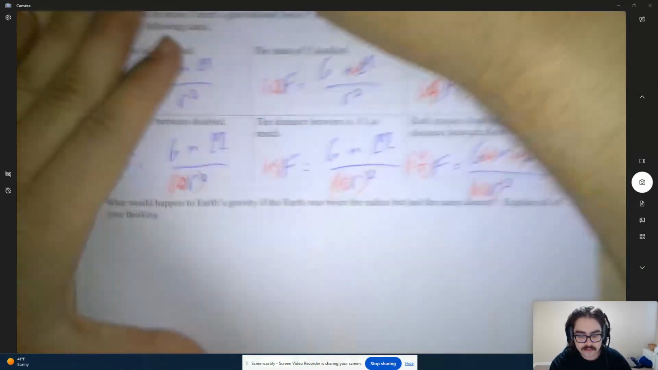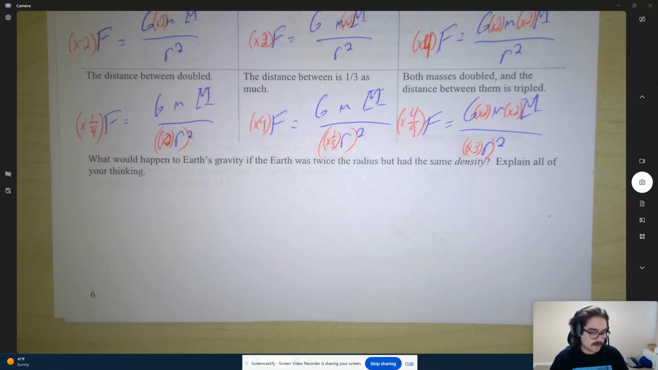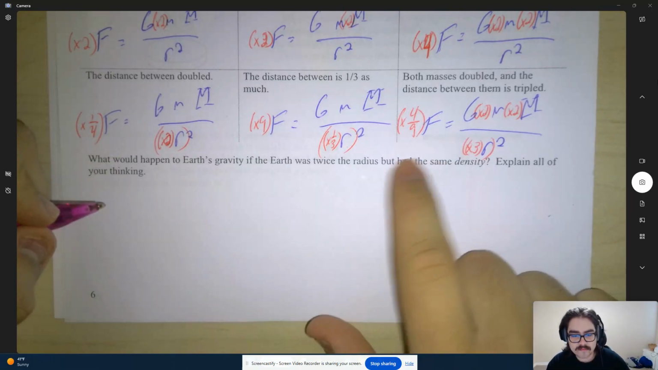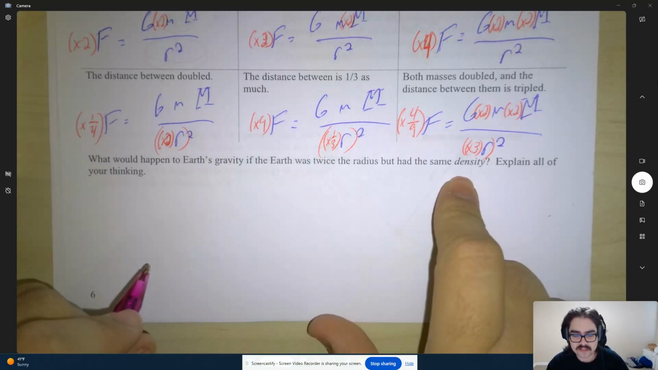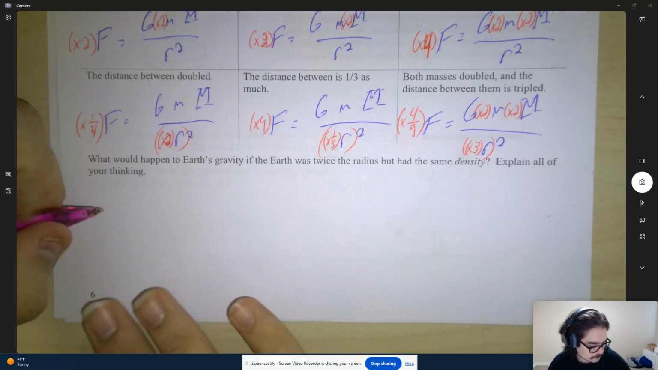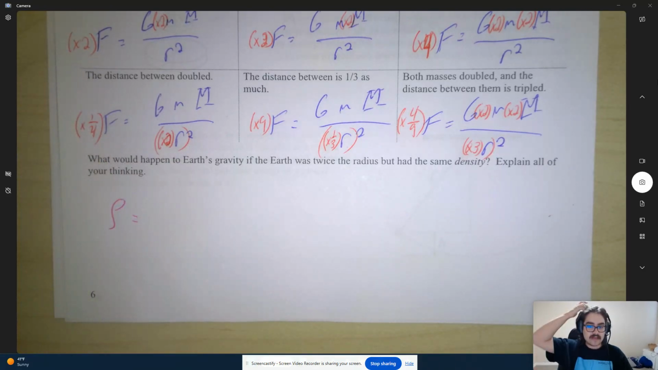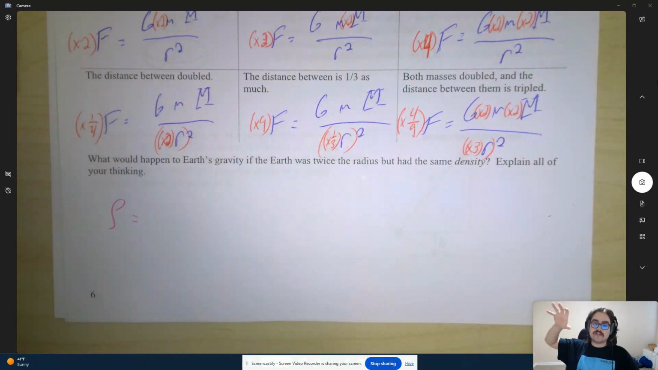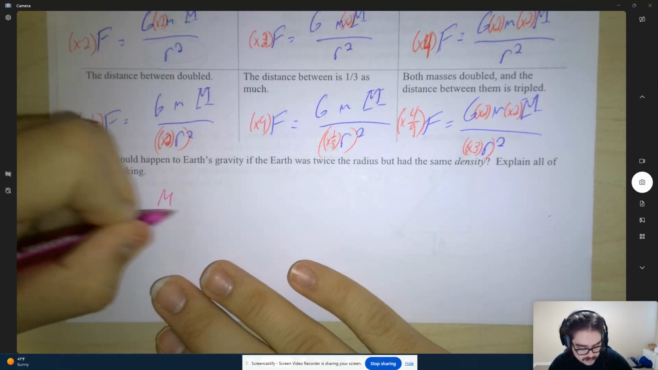The last question here is talking about what would happen to Earth's gravity if Earth was twice the radius but had the same density. I really don't like these problems because they're kind of tedious to solve. But here's how I'm going to start. If it has twice the radius and the density is the same, then the volume had to have changed. If the radius changes, then the volume changes, which means the mass has to change, right? So the density would need to be equal to mass over volume.